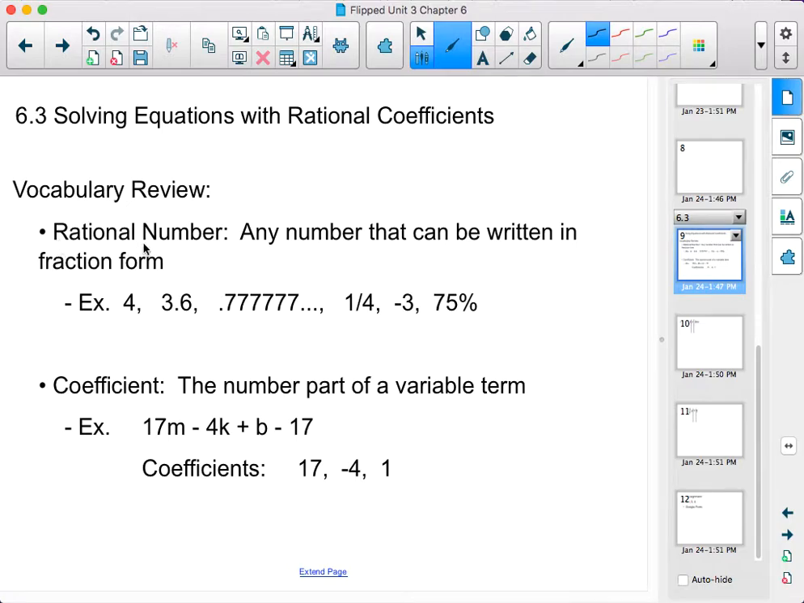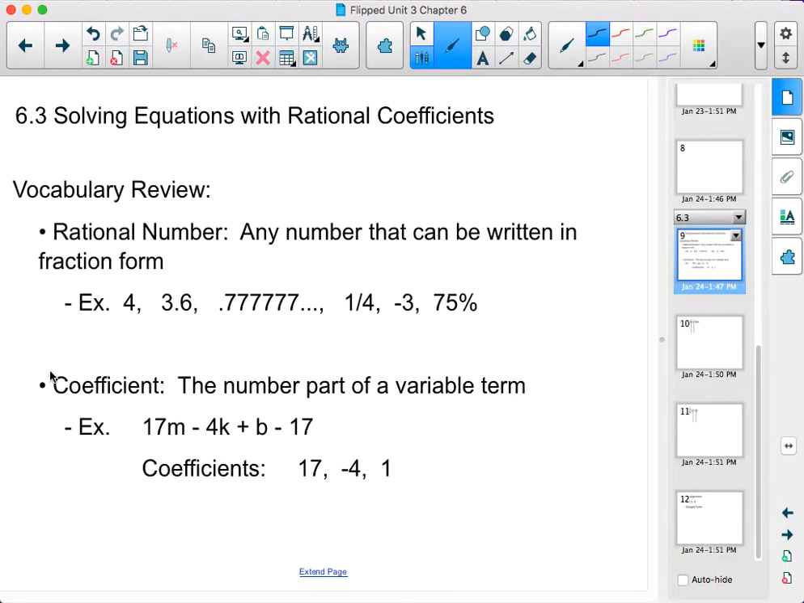A rational number, we've gone over this in Chapter 0, Chapter 4, and now for the third time this year. A rational number is any number that can be written in fraction form. So that includes whole numbers, terminating decimals, repeating decimals, fractions, integers, and percents. So we're dealing with rational numbers today. We're not just dealing with whole numbers like we did in yesterday's homework.